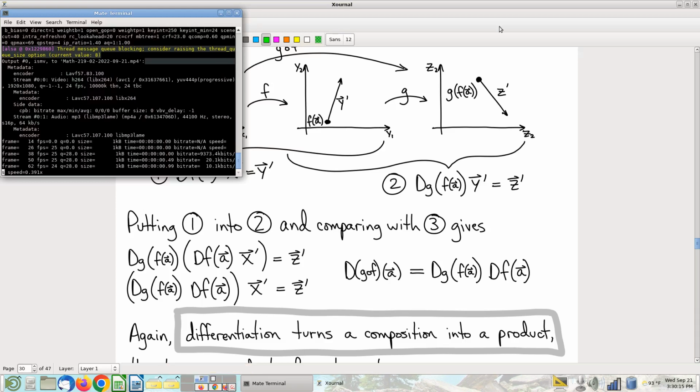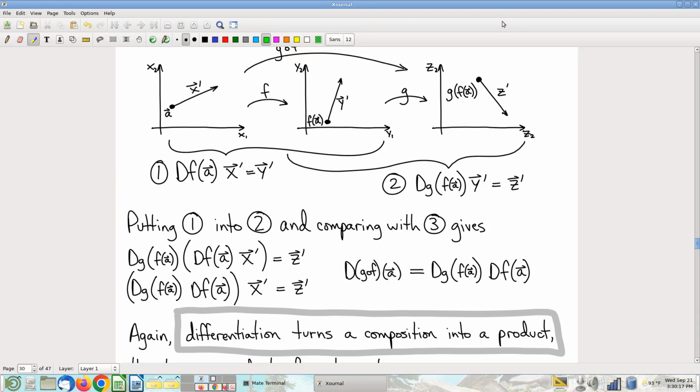Okay, there we go. So here's where we were last time. We were talking about the chain rule, in particular the matrix form of the chain rule. We're going to see another form of the chain rule in just a few minutes here. But reminder, here's the matrix form of the chain rule.